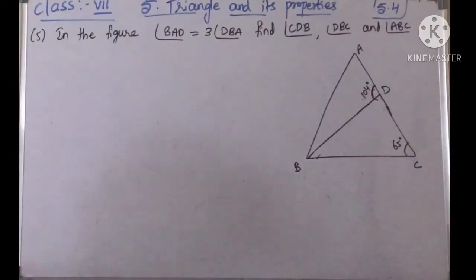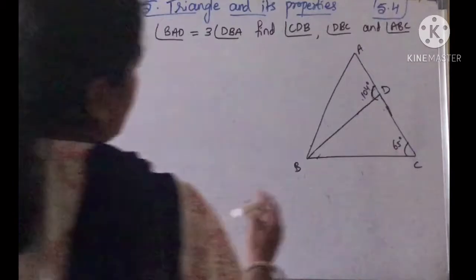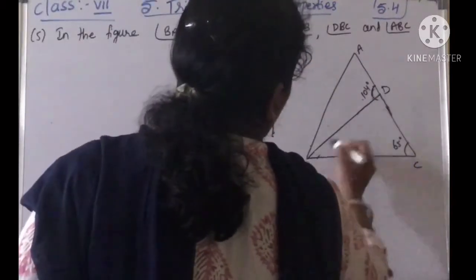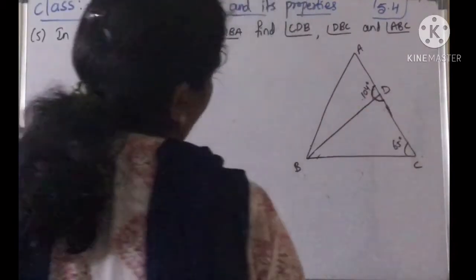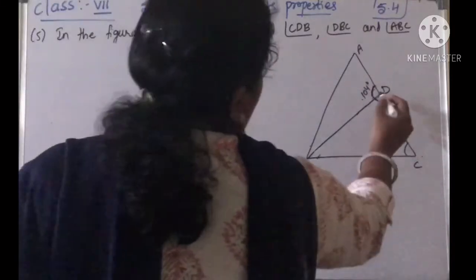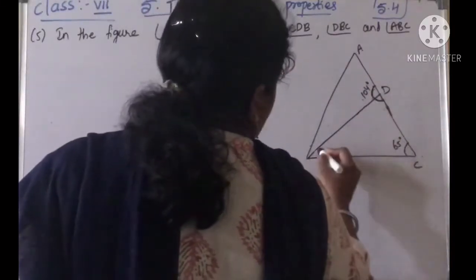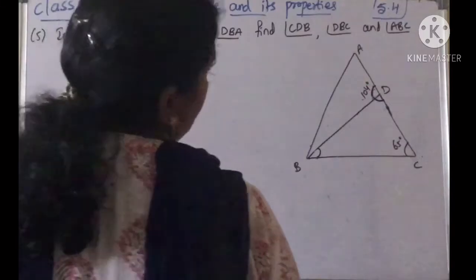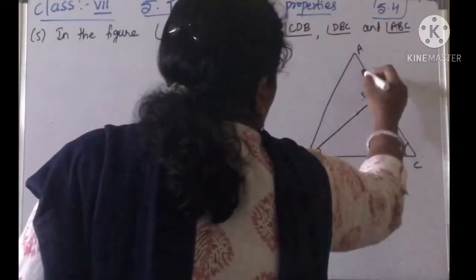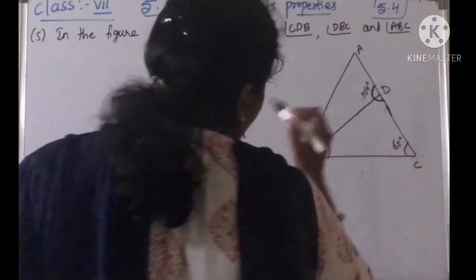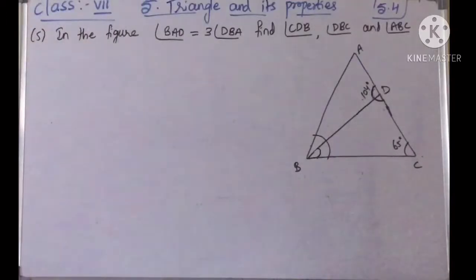Next, coming to fifth question. In the figure, angle BAD equal to 3 into angle DBA. Find angle CDB. What is CDB here? CDB, this angle we need to find. And DBC, this angle we need to find. Next, ABC. ABC means this full angle we need to find.